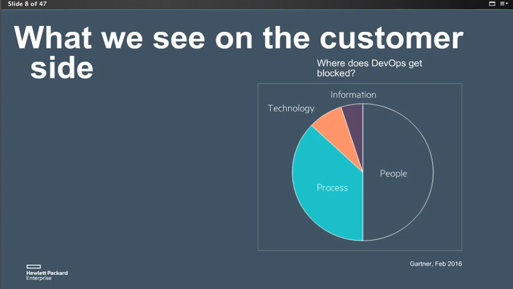Something that I was surprised by when I started to work in this area: from some research by Gartner that I'm using here, we can see that the blocker for implementation or adoption of DevOps is mostly within people. It is not mostly about the technology or missing tools or some mistakes in process. It's mostly about people.